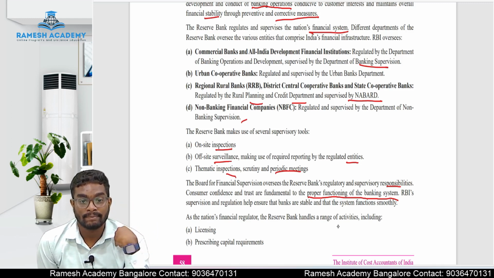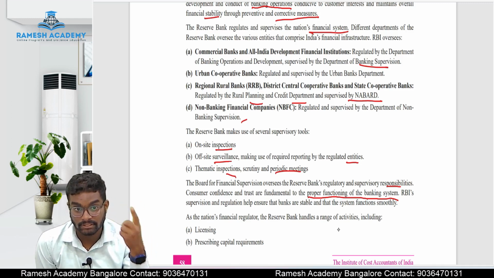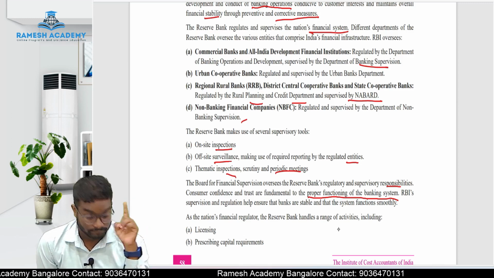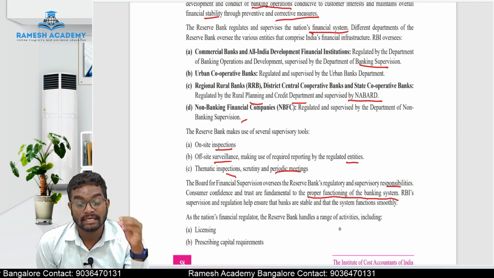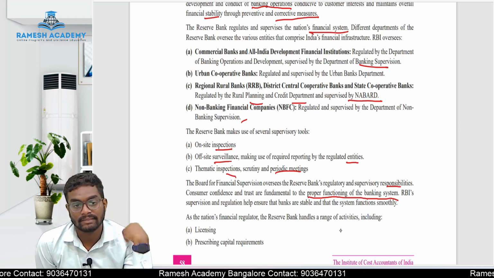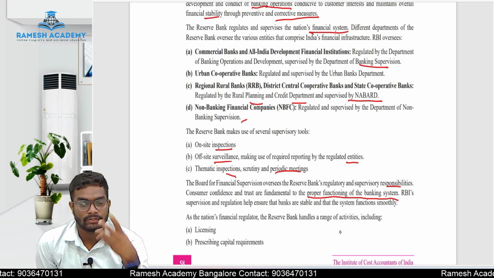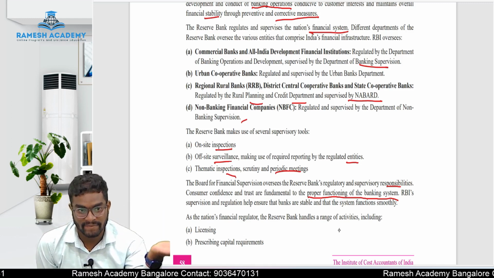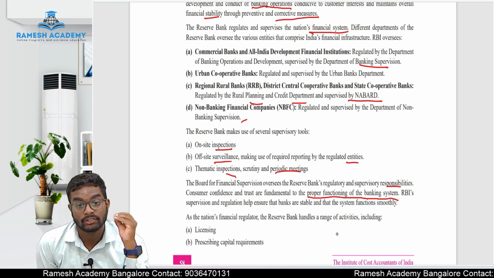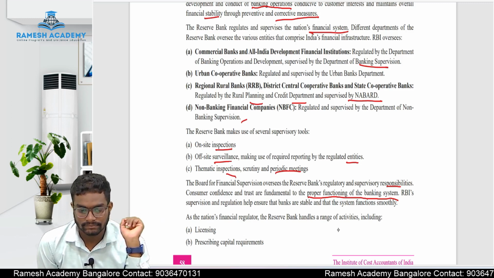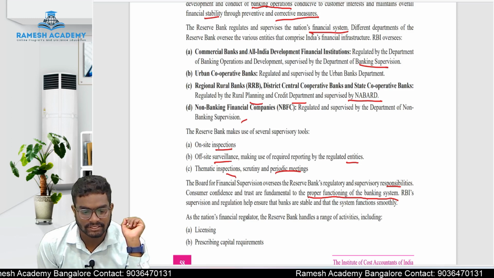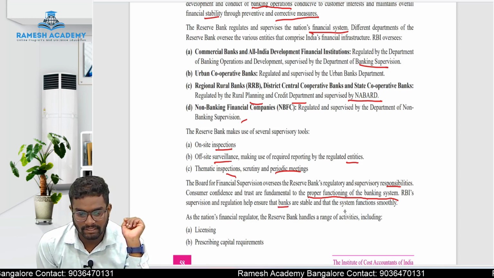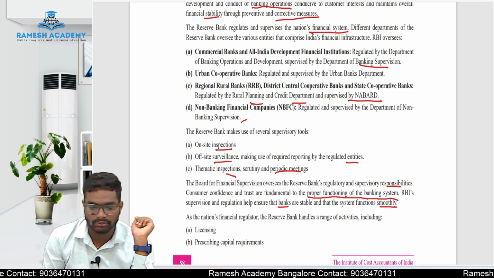The balance in my bank account should not be shown to another person. It should be seen only by me. That is the confidence or the trust I have in the bank, that the balance in my bank account will not be shown to other customers or other family members. So that is the confidentiality which should be maintained by the banks. RBI supervision and regulation help ensure that banks are stable and that the system functions smoothly.